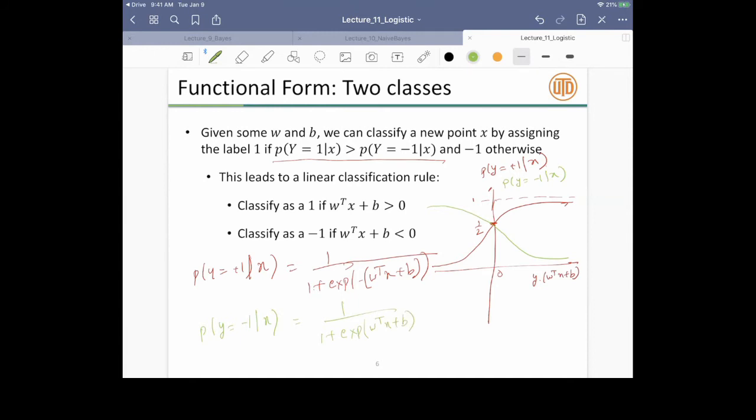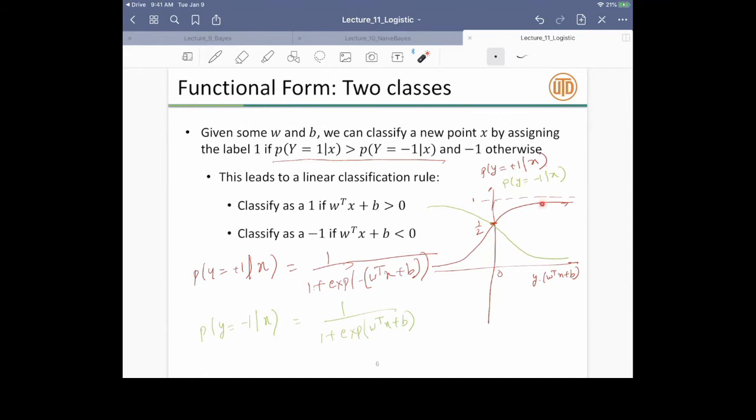plus b. As w transpose x plus b becomes minus infinity, this denominator goes to 0, so the probability becomes 1. And as w transpose x becomes positive infinity, the denominator goes to infinity, and this probability becomes 0. So this looks like the green line over here, and the red line is p of y equal to plus 1 given x. This becomes 0 as w transpose x plus b becomes minus infinity, because the minus minus gets cancelled. And conversely on this side, this becomes 1.